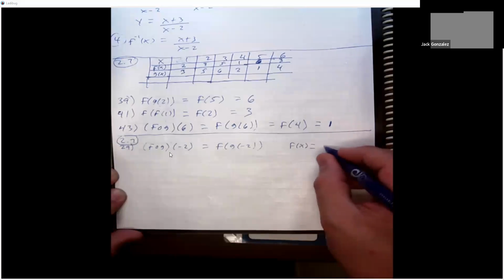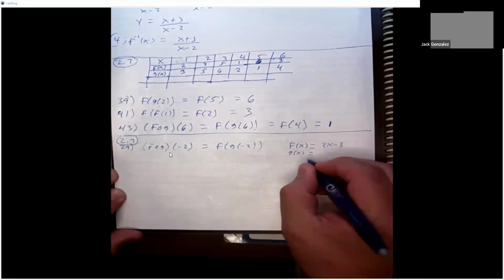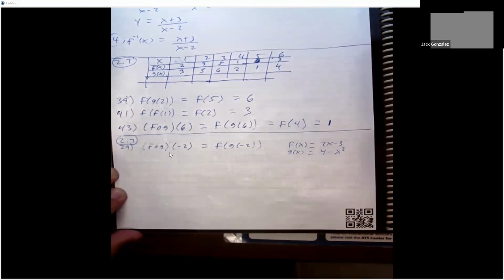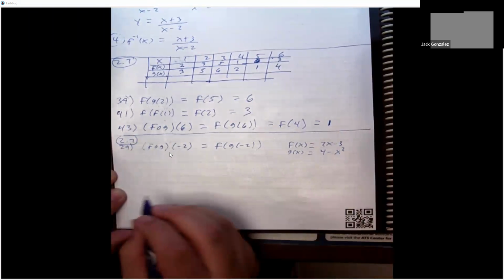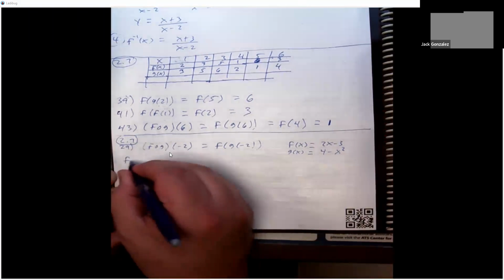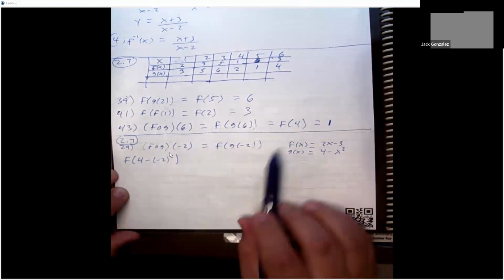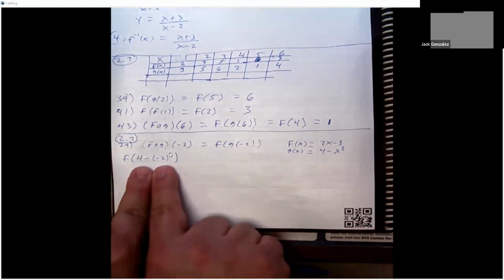So they said that F was going to be, in the question, 2x minus 3. And G is going to be 4 minus x squared. So F of G of -2 is really just 4 minus -2 squared, right? That's this right here. So this means this. You plug it into G.